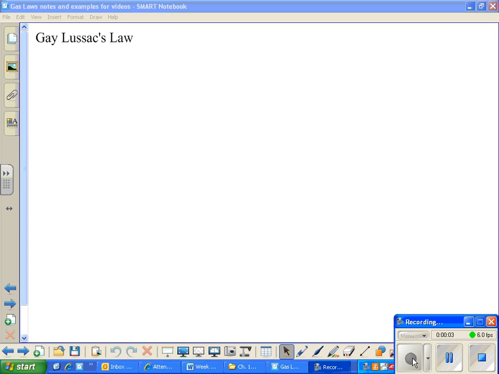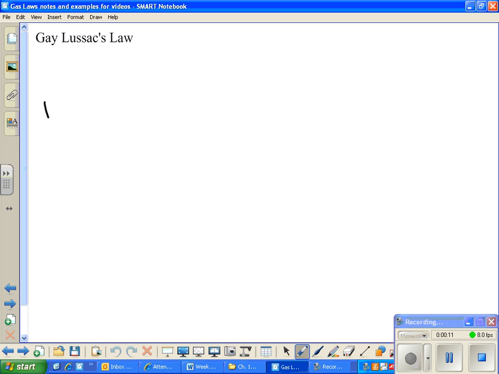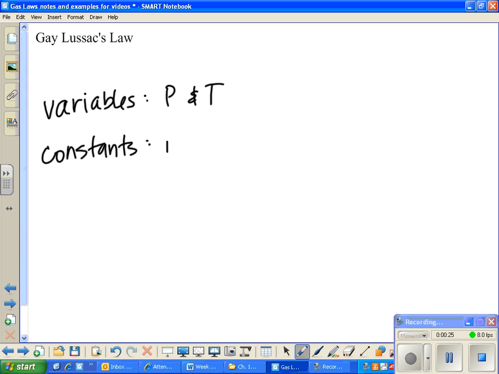The next gas law is Gay-Lussac's law. Gay-Lussac's law deals with variables of pressure and temperature. And temperature, like the other ones, needs to be in Kelvin. So its constants would be moles and volume.